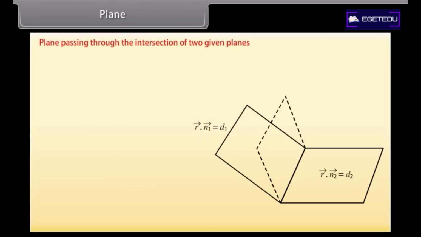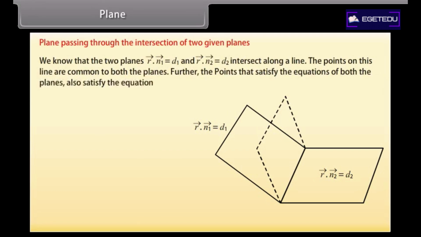Plane. Plane passing through the intersection of two given planes. We know that the two planes dot product of vector r and vector n1 equals d1 and dot product of vector r and vector n2 equals d2 intersect along a line. The points on this line are common to both the planes. Further, the points that satisfy the equations of both the planes also satisfy the equation dot product of vector r and vector n1 plus lambda vector n2 equals d1 plus lambda d2, where lambda belongs to R.